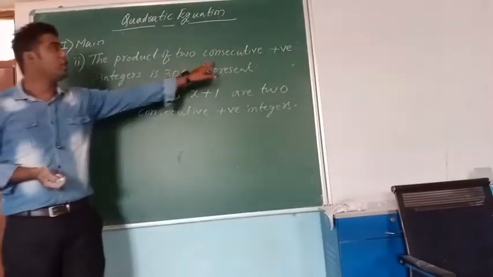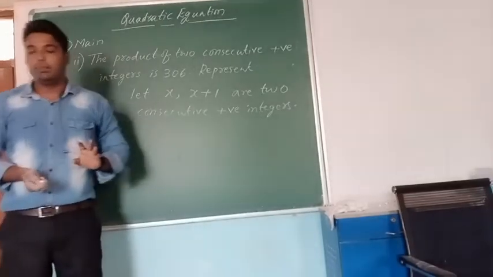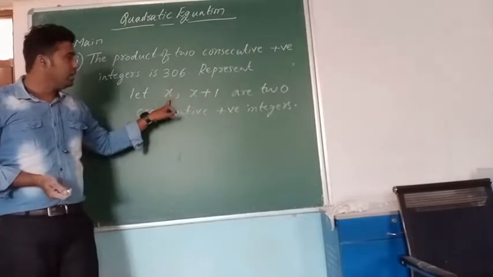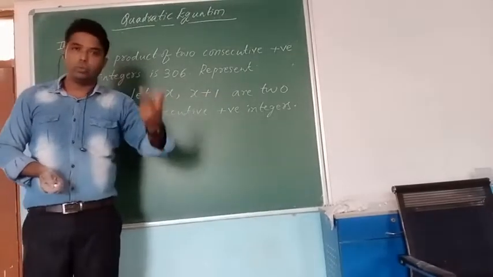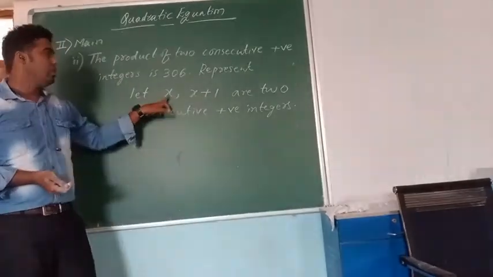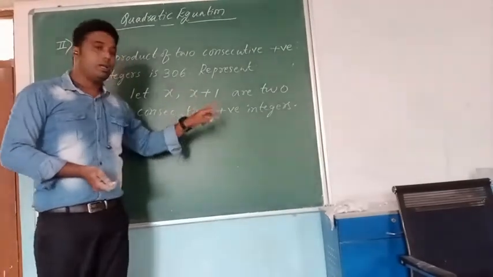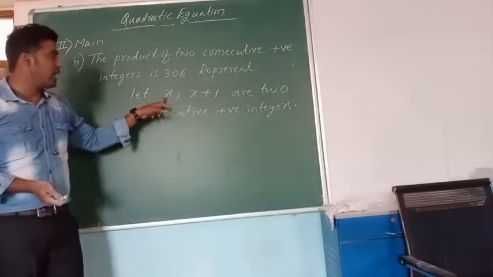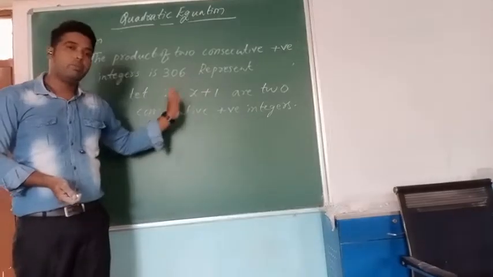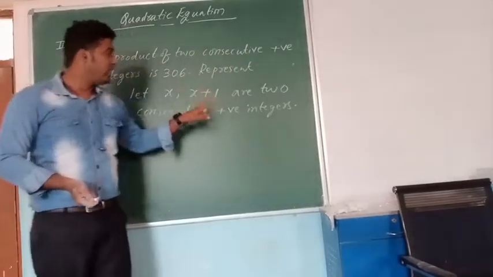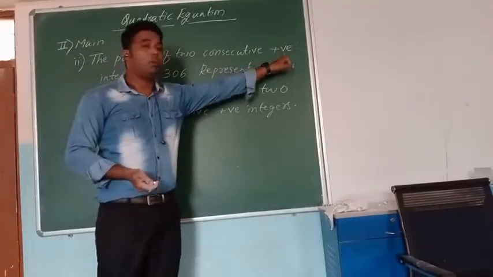What is the meaning of consecutive? First you come to know that. The meaning of consecutive is serial number. If I substitute x is equals to 1 and 1 plus 1, it becomes 1 and 2. If I substitute x is equals to 2, this becomes 2 comma 2 plus 1, that is nothing but 3. 2 and 3 are consecutive, in serial order. If I put 10 here, 10 plus 1, it becomes 10 and 11. Such numbers are called consecutive positive integers. We can't take minus because the condition says positive integers.